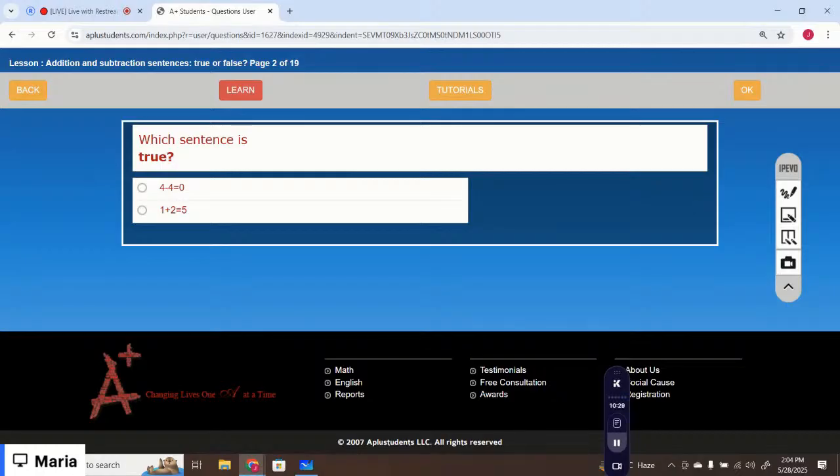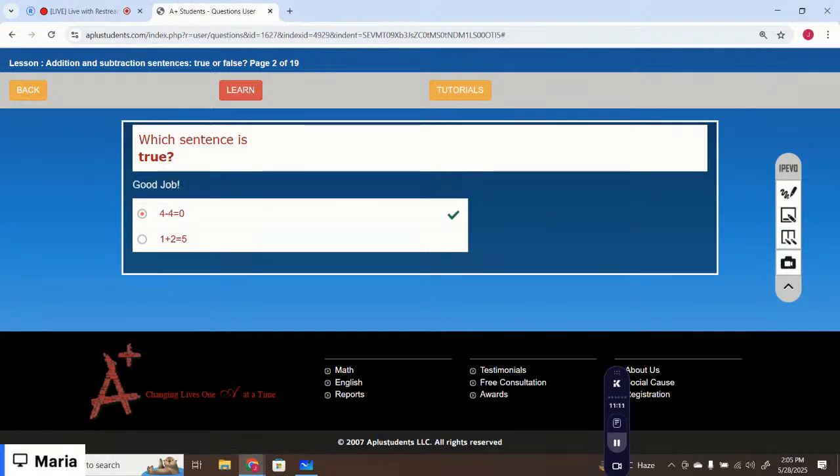Which sentence is true? That is 4 minus 4 is 0 and 1 plus 2 is 5. So which is the true one? That is 4 minus 4 is 0. That is the true one, right? The second one is 1 plus 4 equals, this is false because 1 plus 4 is 5, right? So option number one is the correct.